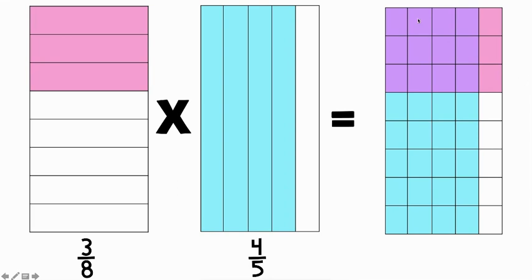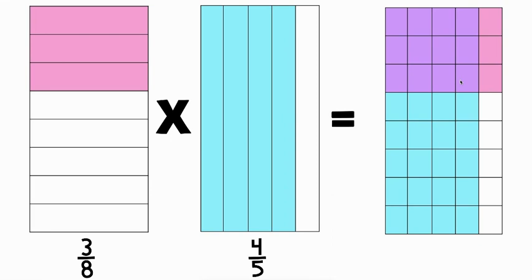So we want to count and see that we have 1, 2, 3, 4 purple in the first row, plus 4 purple in the second row gives us 8, plus 4 purple in the third row gives us 12. So we have 12 sections or parts where they overlap.